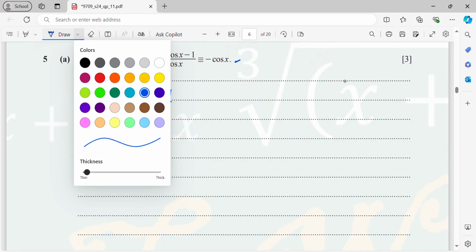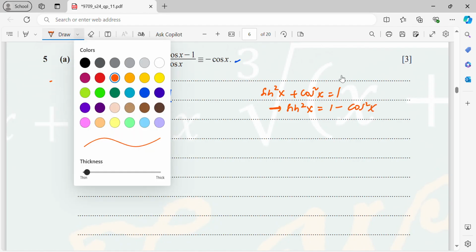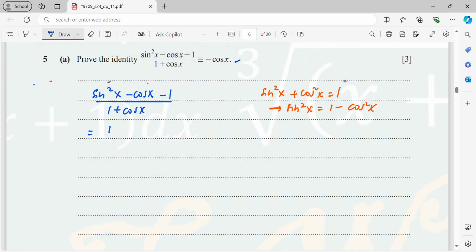That means refer to the identity: sin square x plus cos square x equals 1. Eliminate the sin square x and change to cos. That means now sin square x equals 1 minus cos square x. Right, so I will change my sin square x into 1 minus cos square x, then minus cos x and minus 1 at the back, just rewrite, over 1 plus cos x.